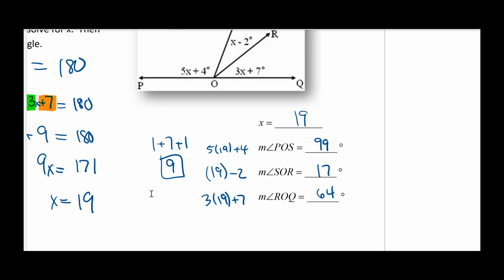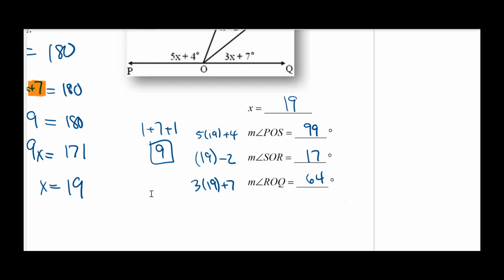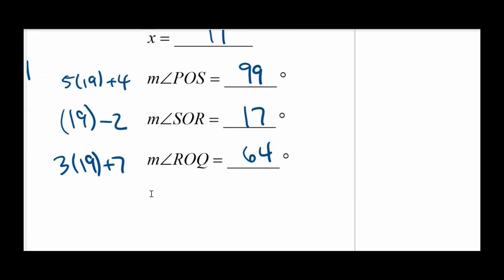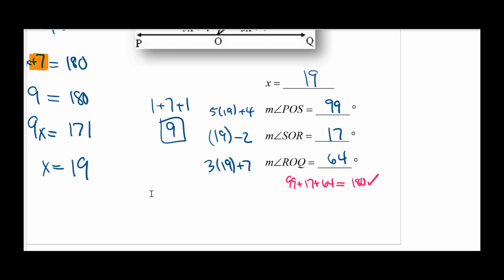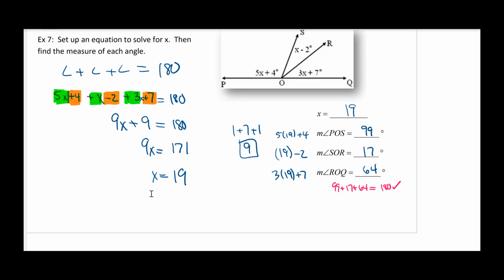Now, if I want to make sure I did my arithmetic correctly and got the correct value of x, don't be lazy, take it to the next level, do this last step. If I add up these three values, 99 plus 17 plus 64, does that equal 180? I want to make sure that equals 180, because if it doesn't, then I got an issue. So that does add up to 180, cool beans, check. So we checked ourselves. We ain't going to wreck ourselves. So we good on this one. Again, take your time. Make sure that your work is nice, neat, and organized.